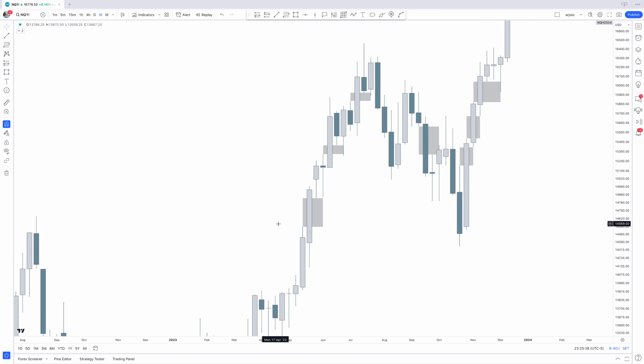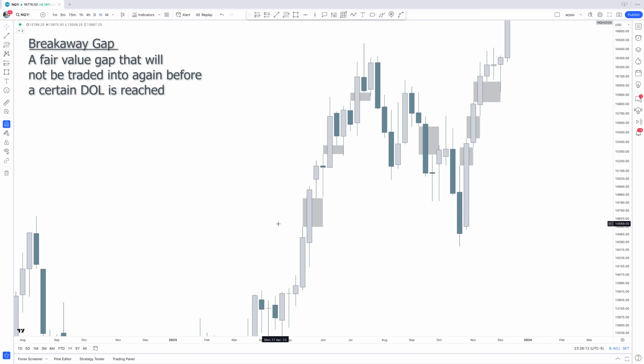A breakaway gap is a fair value gap, but within fair value gaps, you also have different kinds of gaps. A breakaway gap is a fair value gap where we understand that the gap will not be traded back into before we reach a certain draw on liquidity. So in the short term, in the next 2-3 candles, we will not trade back into a breakaway gap. If we understand the 3rd candle of a fair value gap, then we can already have a great idea if that fair value gap is actually a breakaway gap.